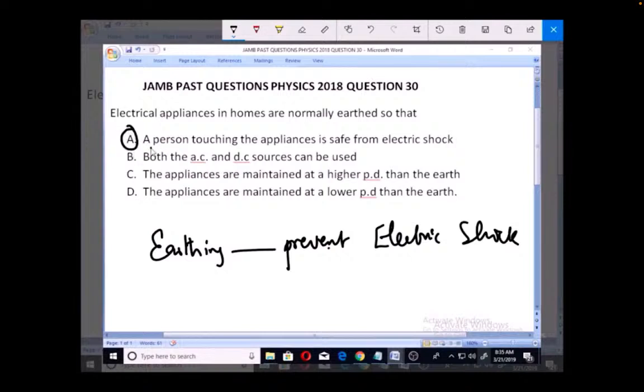And that makes option A, a person touching the appliances is safe from electric shock, the right answer. You don't earth because both the AC and DC sources can be used. You don't earth because the appliances are maintained at a higher potential difference than the earth. And you don't earth because the appliances are maintained at a lower potential difference than the earth. The sole reason for earthing is so that a person touching the appliances is safe from electric shock. It's a special thing you do in electrical wiring to prevent electric shock, and that makes A the answer to this problem. Thank you.